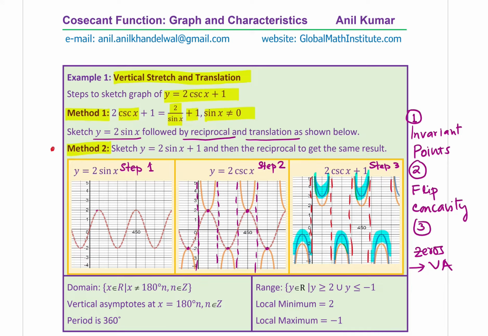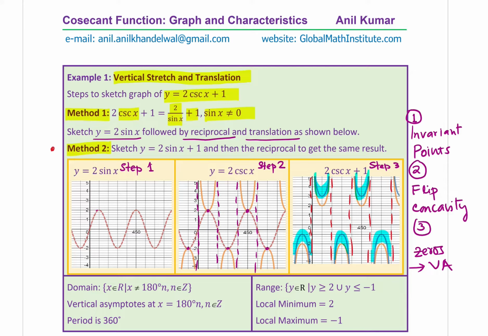So that was fairly straightforward. In case of vertical stretches and translations, you need to first sketch the sine function. Once you do the sine function, then mark the invariant points, the vertical asymptotes, and flip the concavity, where the invariant points will be common.